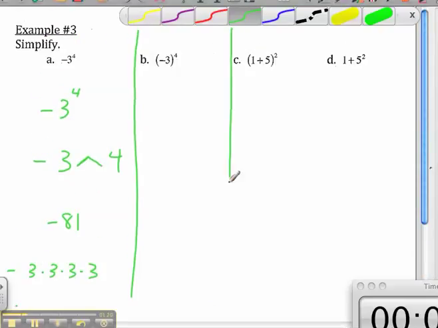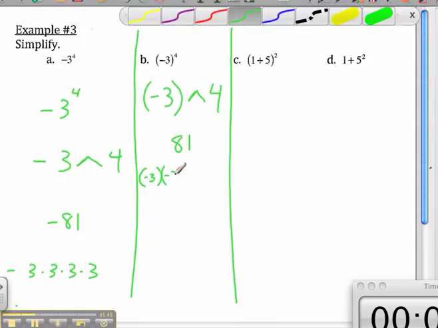Okay? Now for this one, type it into your calculator just as you see it. Parentheses, negative sign, 3, close parentheses, up arrow, 4. Now when you get your answer, I'd like you to give it to me. Gordy? Positive 81. And that's because this one is saying negative 3 times negative 3 times negative 3 times negative 3. When we put those parentheses around it, it said take everything in here and multiply that 4 times.